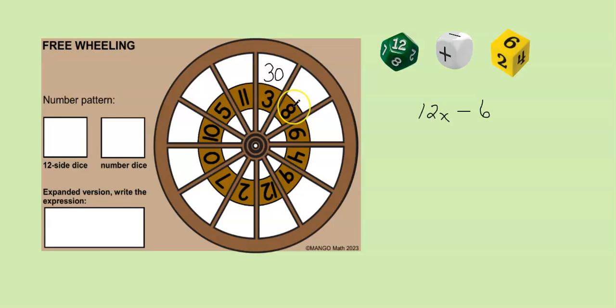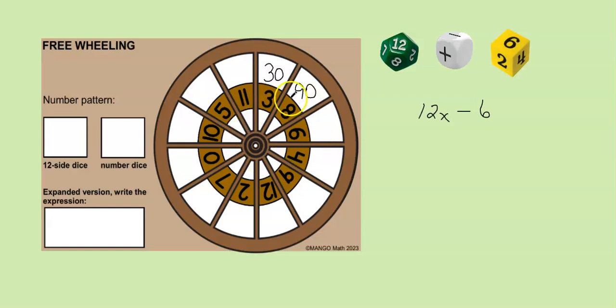So let's do the 8, and we do 12 times 8, which is going to give us 96, minus 6 is going to give us 90. So if they guessed on this one, that it was times 10, this one doesn't work, that same function doesn't work for it. So they have to try again to have a guess.